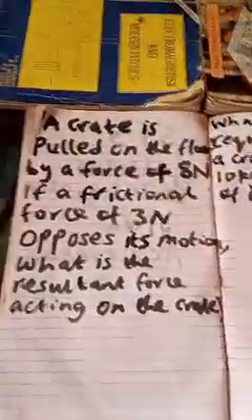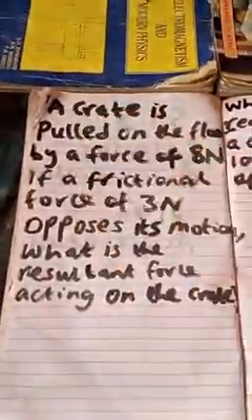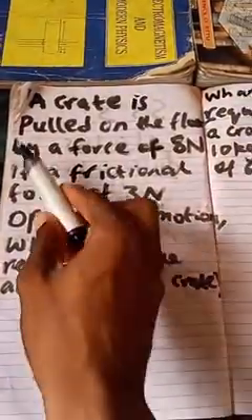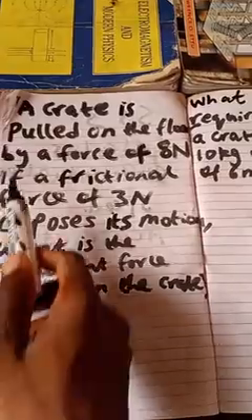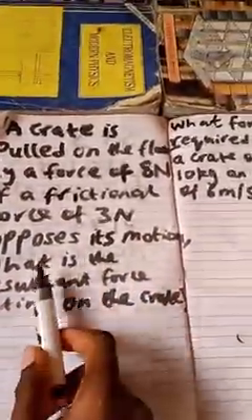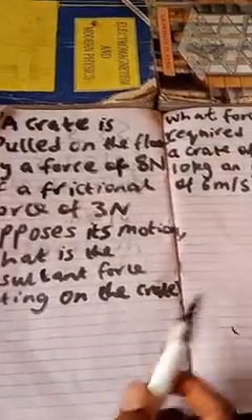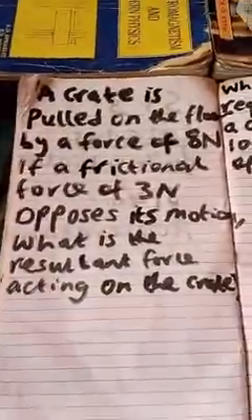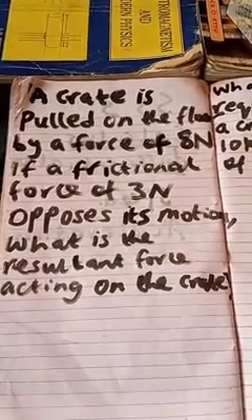Now look at this question. A crate is pulled on the floor by a force of 8 Newton. If a frictional force of 3 Newton opposes its motion, what is the resultant force acting on the crate? Now this is a word problem question, a give and take question.